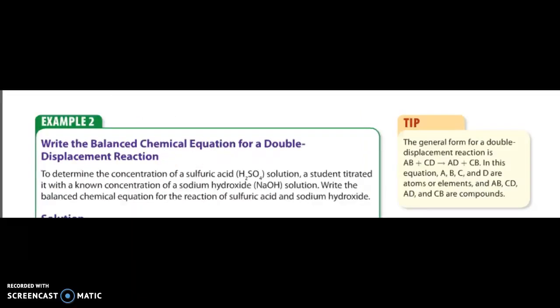So now you're going to write the balanced chemical equation for a double displacement reaction, and you have the format over here. To determine the concentration of sulfuric acid, H2SO4 solution, the student titrated it with a known concentration of sodium hydroxide solution, NaOH. Write the balanced chemical equation for the reaction of the sulfuric acid and sodium hydroxide. So hydroxide, sulfate, we definitely have some polyatomic ions happening here. So look at your polyatomic ion cheat sheet if you need to for assistance.